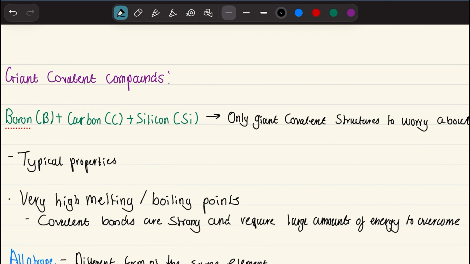Okay, and we're also going to talk about giant covalent compounds. Yeah, really on this course, ones that you need to know: boron, carbon, silicon. Those are the only giant covalent structures that we care about. Yeah, and the typical property is that they all have very high melting and boiling points. Yeah, this is because similar reasoning, covalent bonds are very strong and require a large amount of energies to break.